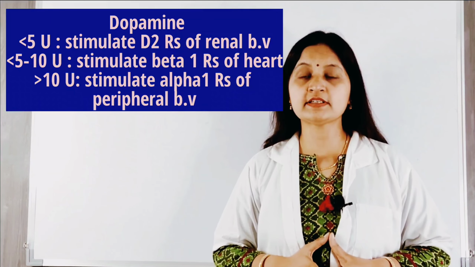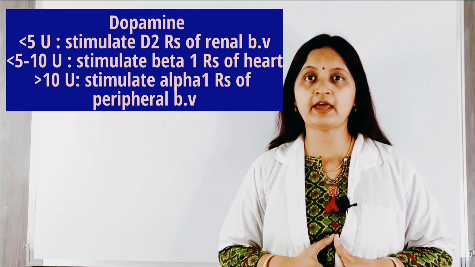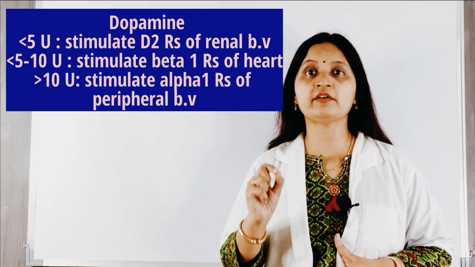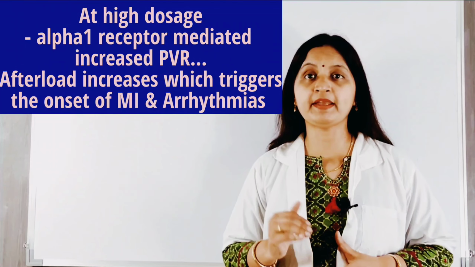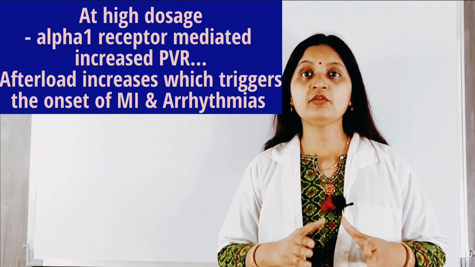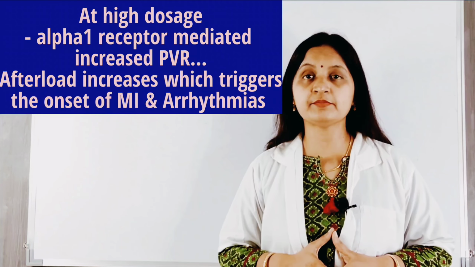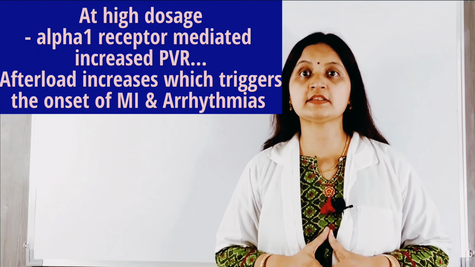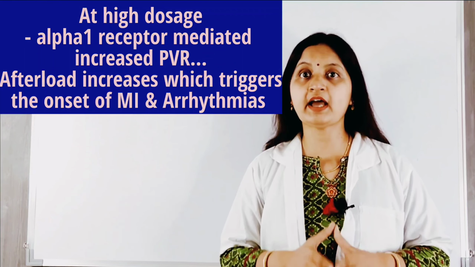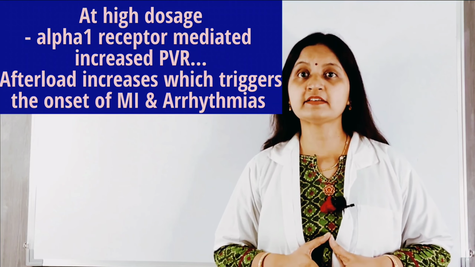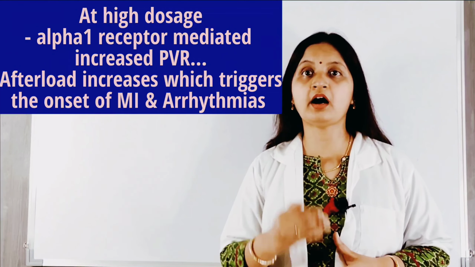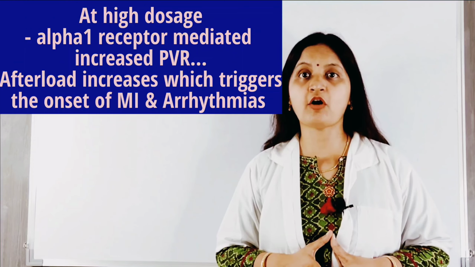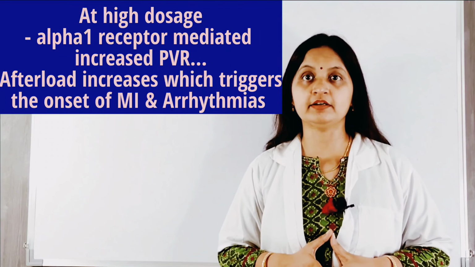Dopamine at higher dosages, that is more than 10 microgram per kilogram per minute, stimulates the alpha-1 receptors of the peripheral blood vessels. This significantly increases the peripheral vascular resistance, and increased peripheral resistance is undesirable in states of low cardiac output, because in these situations the systemic vascular resistance is already high. Increased peripheral vascular resistance also increases the afterload and the workload on the heart, and this can trigger the incidence of myocardial ischemia and arrhythmias.